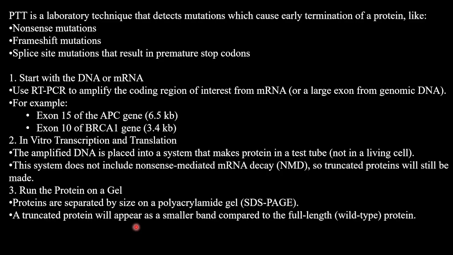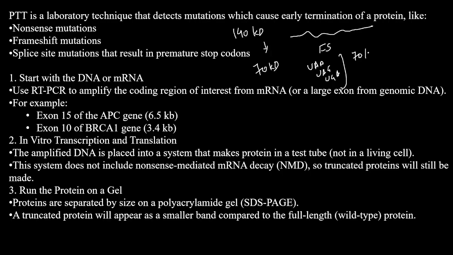Now coming to the protein truncation test, what happened in this case? Suppose you have a protein that is 140 kD, but somehow there is a mutation and you are getting a protein of 70 kD. Why is it so? Because suppose there is some frameshift mutation, you will get the stop codon UAA, UAG or UGA at the 70 kD position, and that is why your protein is truncated. And if this is truncated, it will migrate much faster in the SDS-PAGE.